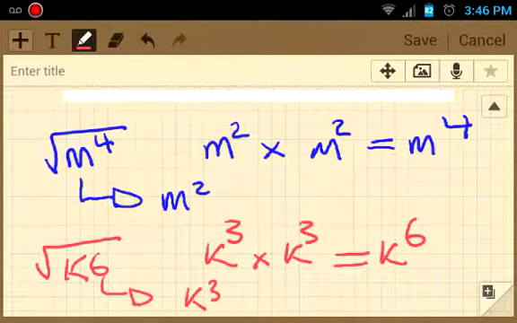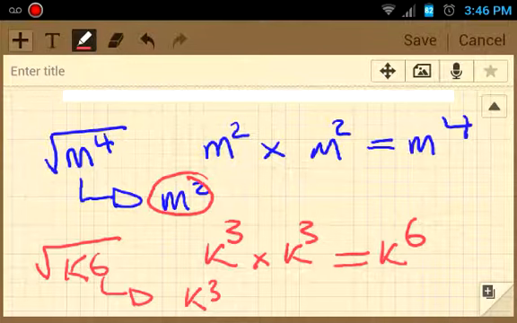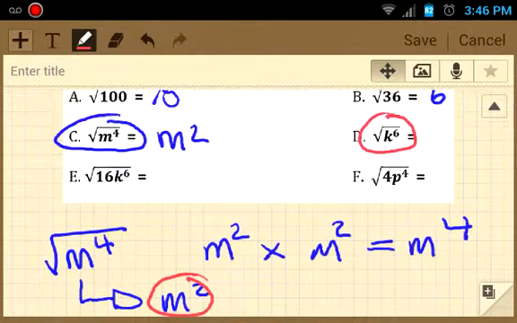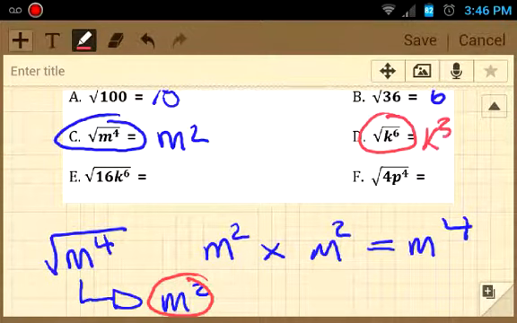And then once you take the square root, the square root sign disappears. So like when I did the square root of m4, the square root sign is gone and I'm just left with m2. And when I took the square root of K6, I'm just left with K3. Okay, so now we know our answers are K to the power 3.